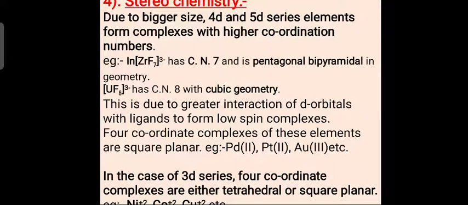Four coordinate complexes of these elements are square planar. Examples for square planar complexes: palladium 2, platinum 2 and gold 3. In the case of the 3d series, 4 coordinate complexes are either tetrahedral or square planar. Which are those? Example: nickel 2 plus, cobalt 2 plus and then copper 2 plus.